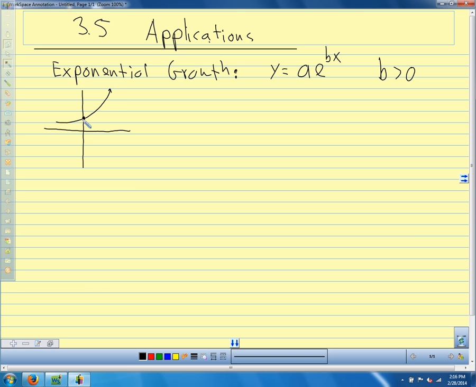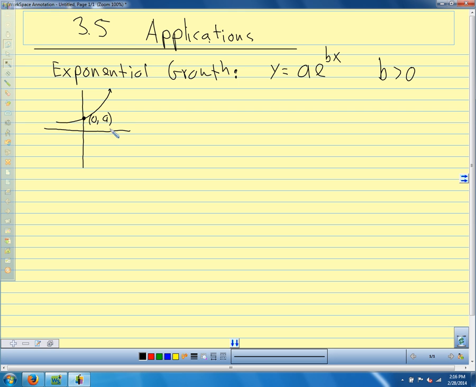And our intercept here, the y-intercept, is going to be at (0, a). So when we substitute 0 in for x, e to the 0 is just 1. So at x equals 0, y equals a. So this is going to be our exponential growth model.